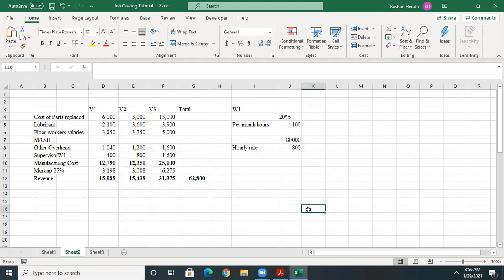The only tricky point that you had to work on was the supervisor's salary. In that, you had to work out a predetermined OAR, and that was found to be 800 per hour. Then you take that. That's it.